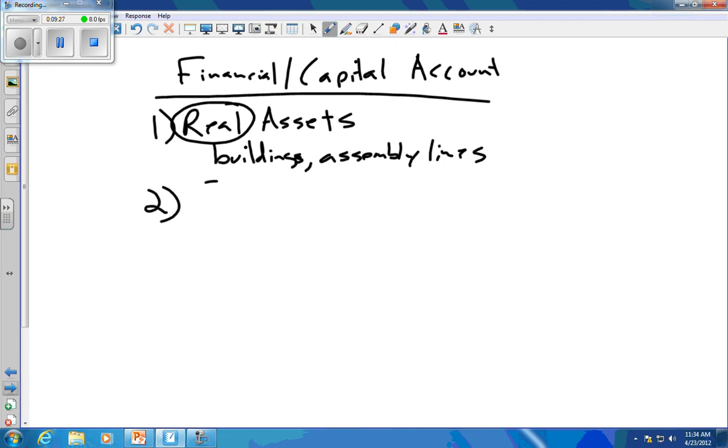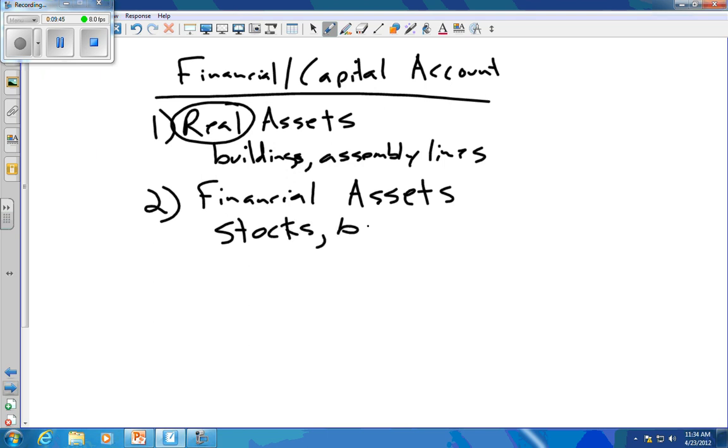And real assets, and then financial assets. Okay, so the financial account has real assets in it, like buildings, assembly lines, and also financial assets in it, like stocks and bonds. So if you bought a German bond, that goes in the capital account, or the financial account. If you buy stock in Sony or BMW or Airbus or whatever the foreign company is, if you buy stocks or bonds in this, then it goes into the financial account.